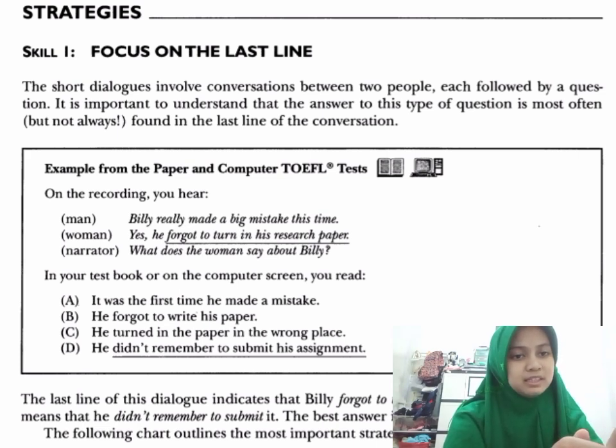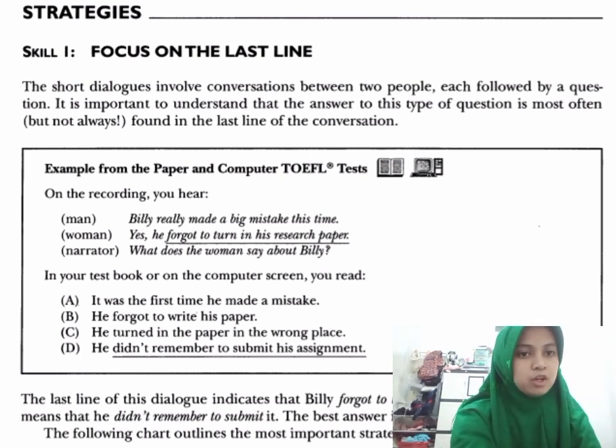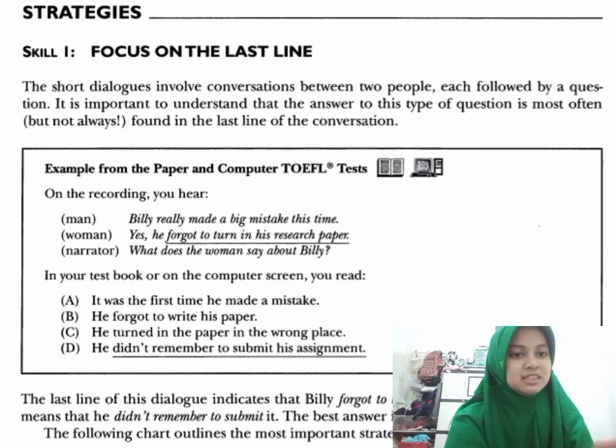So why is D the correct answer? Like I said before, let's just focus on the last line. The last line is, "He forgot to turn in his research paper." Forgot is the same as didn't remember. Turn in is the same as submit. Research paper is the same as assignment. So the answer is D.